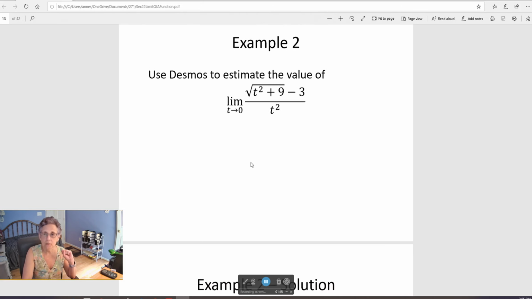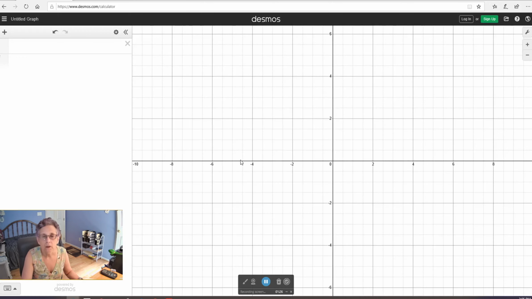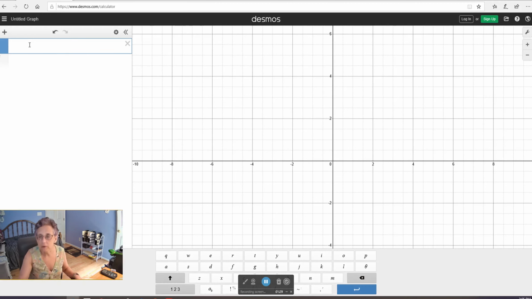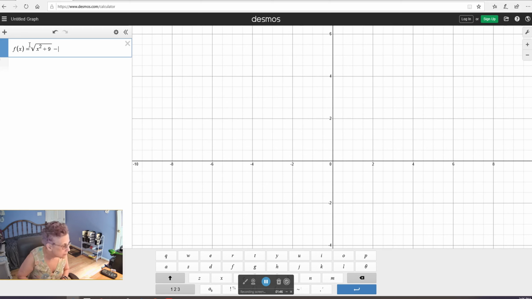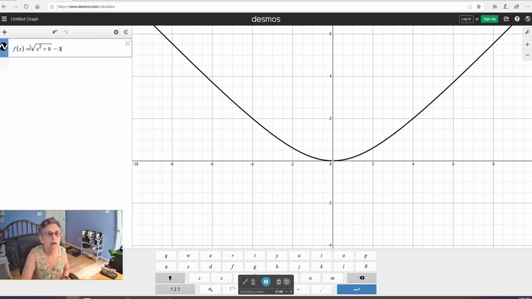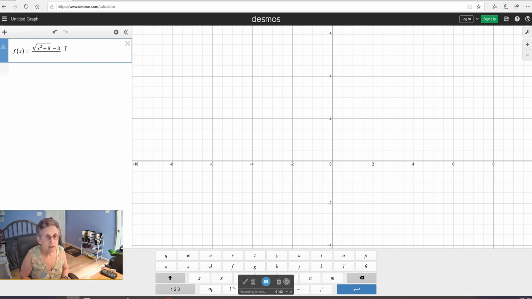Now let's look at another example. And we're just going to do the same process we did, but we're going to use Desmos instead of our calculator, so you'll have another tool to use for calculating these. Now here's my Desmos. First thing I will do is type my function in, f of x. I wrote it on my page so I didn't have to try to memorize it. Square root, and of course I use x's instead of t's, plus 9 minus 3, highlight all that, divided by x squared.